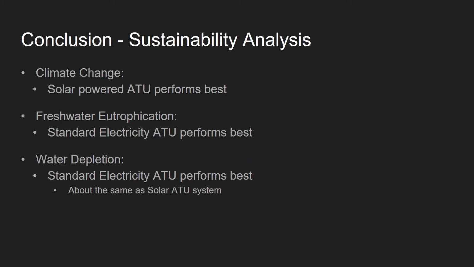To summarize our findings, in terms of climate change, the solar-powered ATU performs best, while the standard electricity ATU performs significantly worse. In terms of freshwater eutrophication, the standard ATU system performs best, while the solar-powered ATU performs significantly worse. In terms of water depletion, the standard electricity ATU performs best, though the solar-powered ATU performs at about the same level, and the non-ATU system performs significantly worse.